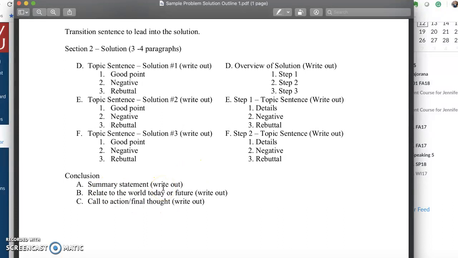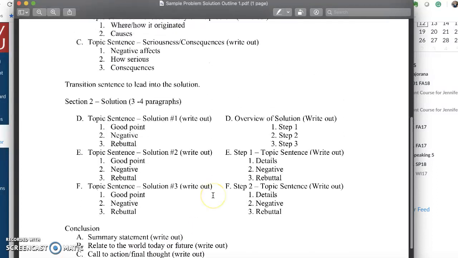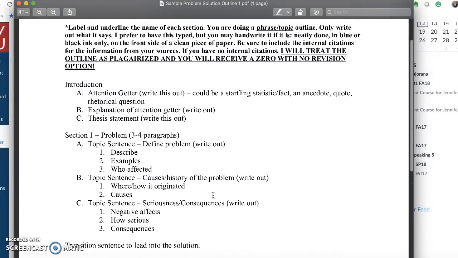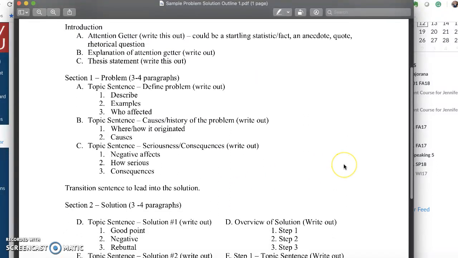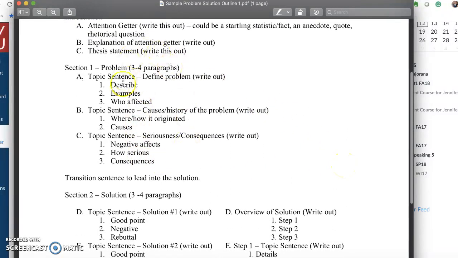Remember, the conclusion restates your thesis and your main points. And then I thought these were some good ideas for what you could do with your conclusion: relate it to the world today or the future, or you can do a call to action, like California needs to do this or that, or just a final thought to leave with your readers. Okay, so that's one possible kind of outline for your paper. Notice that they haven't put any citations in here, so don't forget to put your citations in. And that's the last name of the author and the year in parentheses.